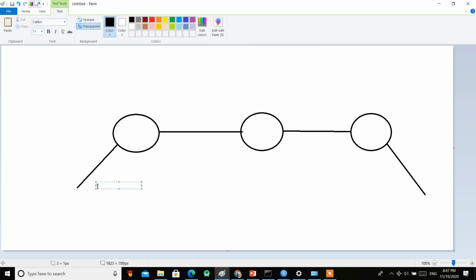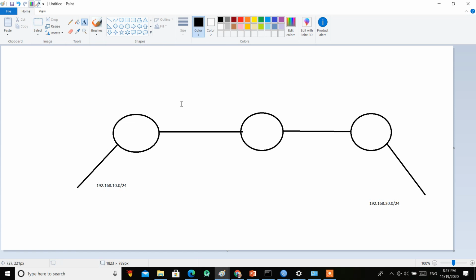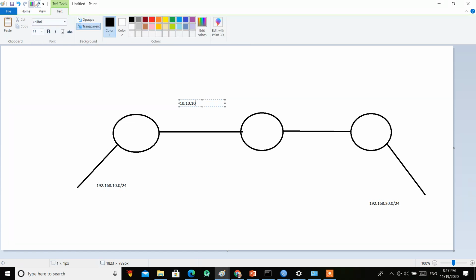Okay, for example, if this is the net ID, this net ID is 10.0, and this net ID is 20.0. Between these routers, for example, is 10.10.10.0/30, this IP is 1, this IP is 2, and here is 10.10.10.4/30, the IP is 5, and the IP is 6.